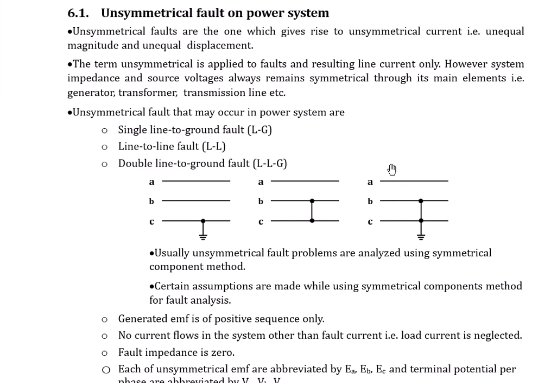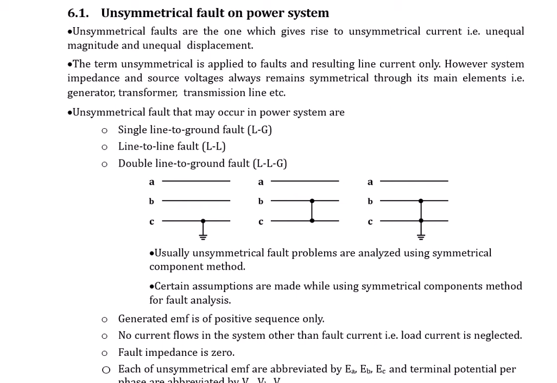So, what kinds of unsymmetrical faults are there in the power system? Unsymmetrical faults are the ones which give rise to unsymmetrical current, that is, unequal magnitude and unequal displacement. The term unsymmetrical is applied to faults and resulting line current only. However, the system impedance and source voltage always remain symmetrical through its main elements: generator, transformer, transmission line, etc.